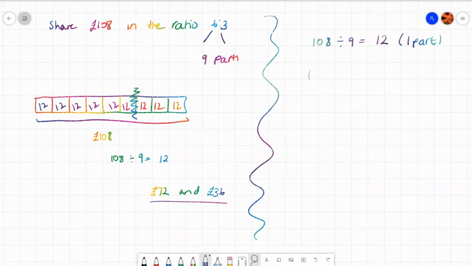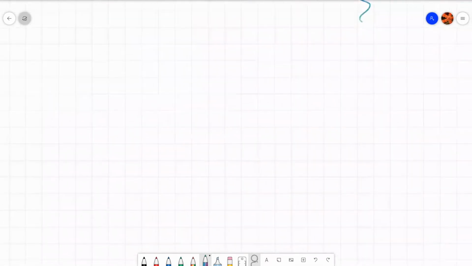I want to work out 6 parts and 3 parts. Well, I know that one part is 12. So that's 12 times 6 and then 12 times 3. 12 times 6 is 72 and 12 times 3 is 36. And I've still ended up with the exact same answer. Let's do a last one.